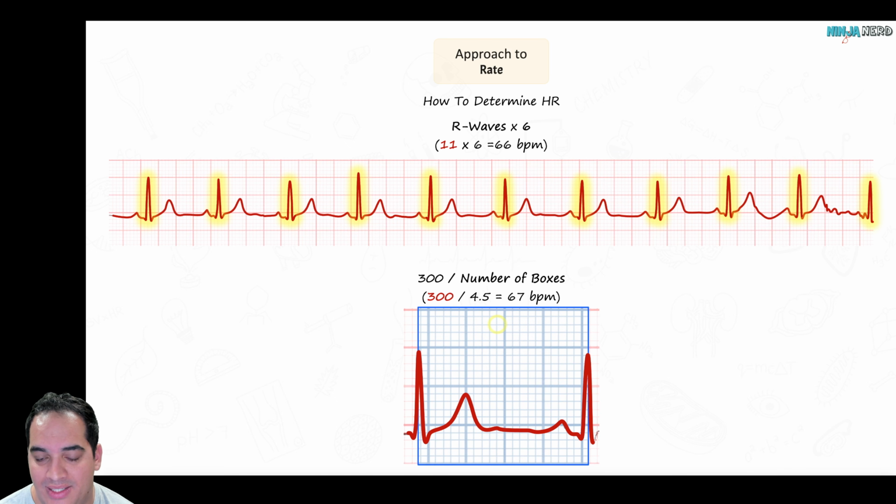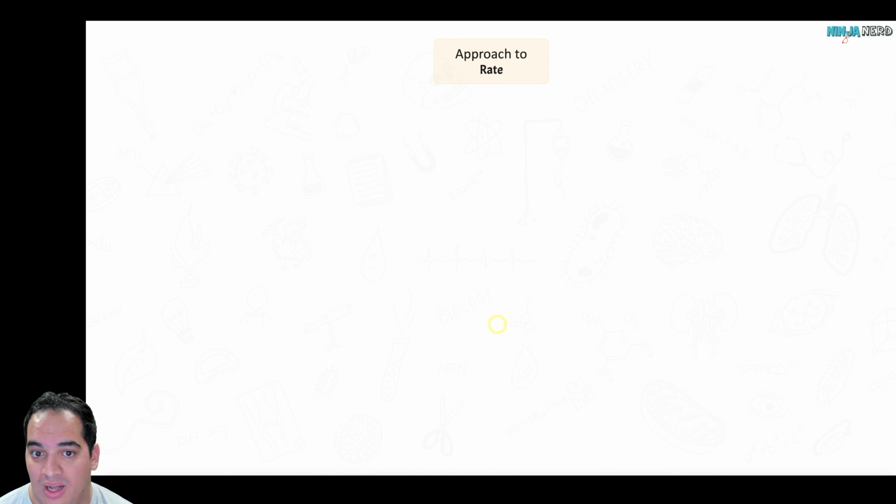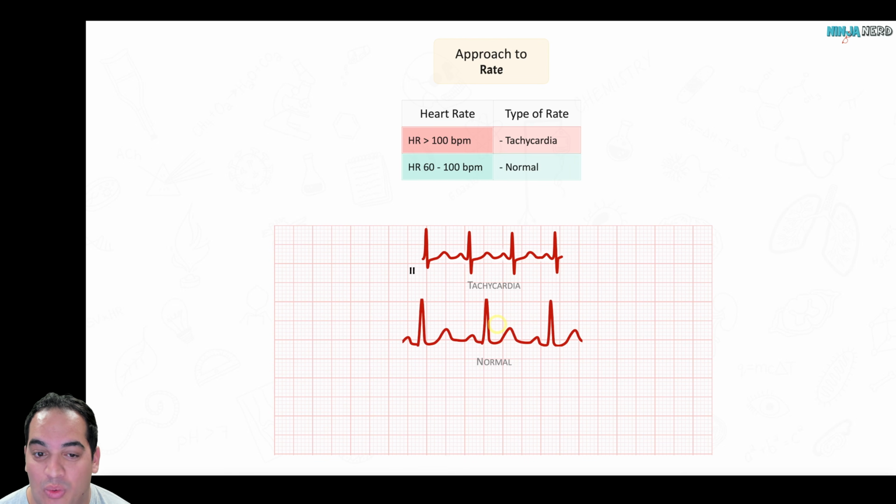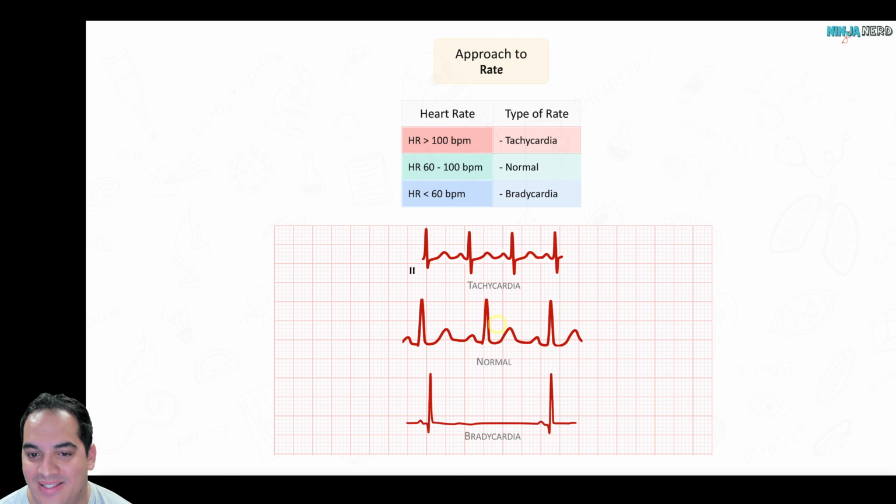When you look at the ECG, look at the rhythm strip, either count the number of R waves and multiply by 6, or take the number of boxes between an R wave and an R wave and divide 300 by that number, and that should give you the heart rate. Once you've done that, it's then pretty simple. If the heart rate's greater than 100 beats per minute, it's tachycardia. If it's 60 to 100 beats per minute, it's a normal heart rate. And if it's less than 60 beats per minute, it's therefore bradycardia.